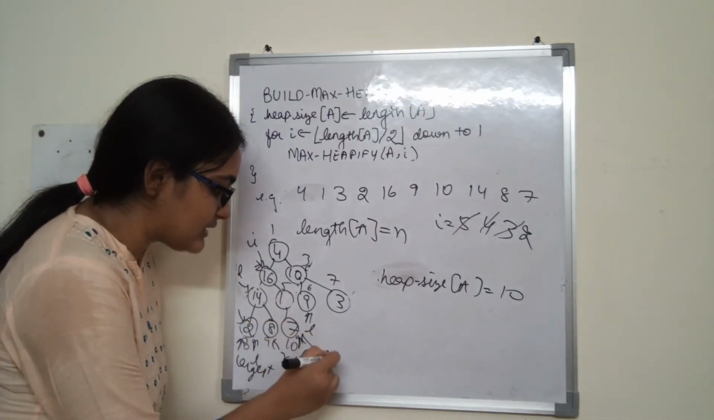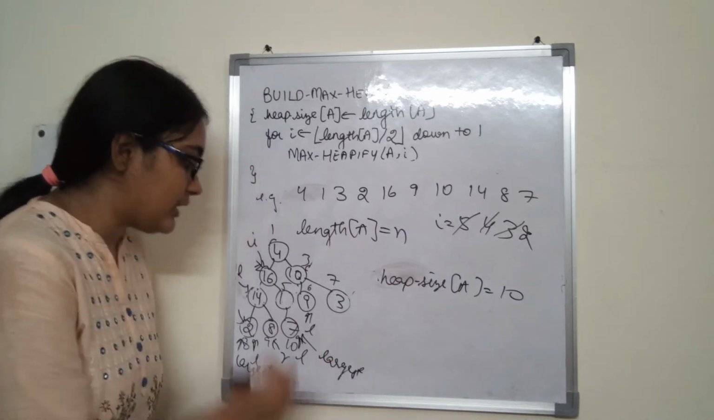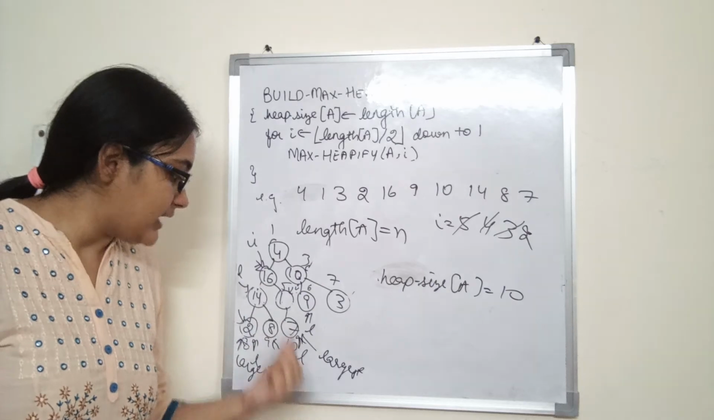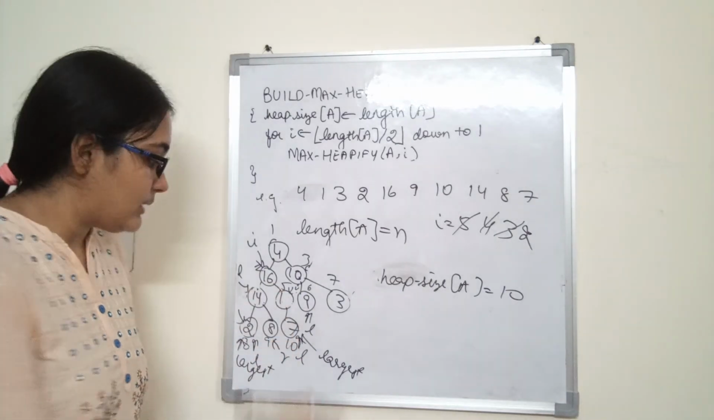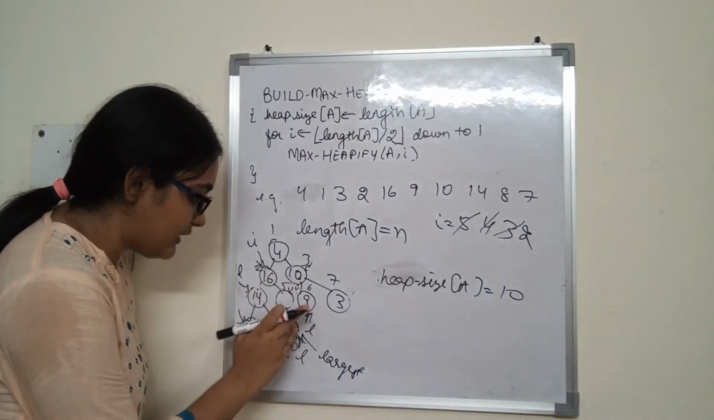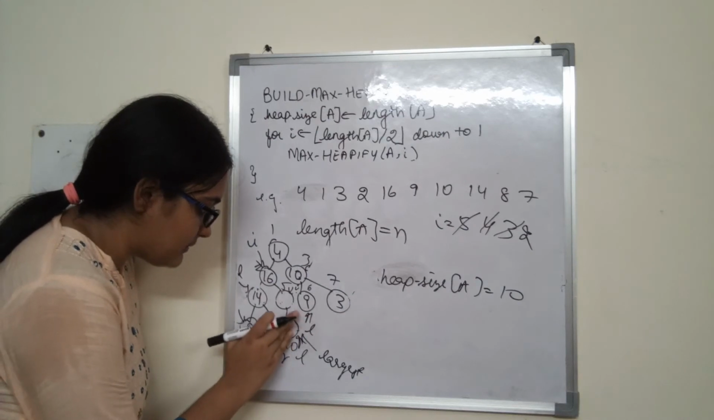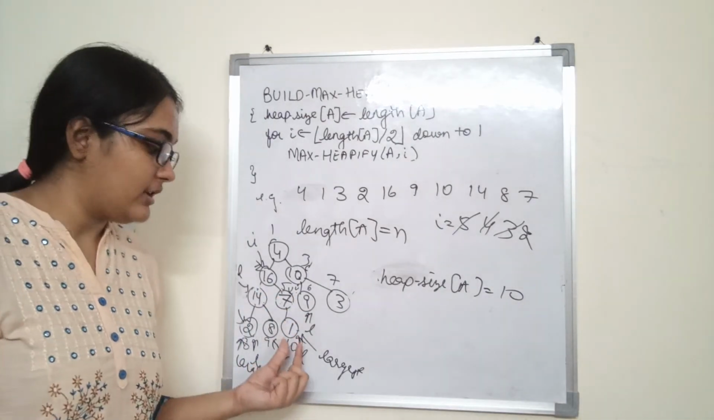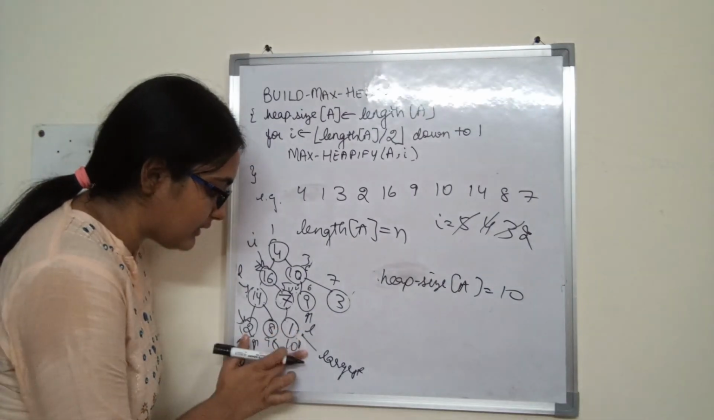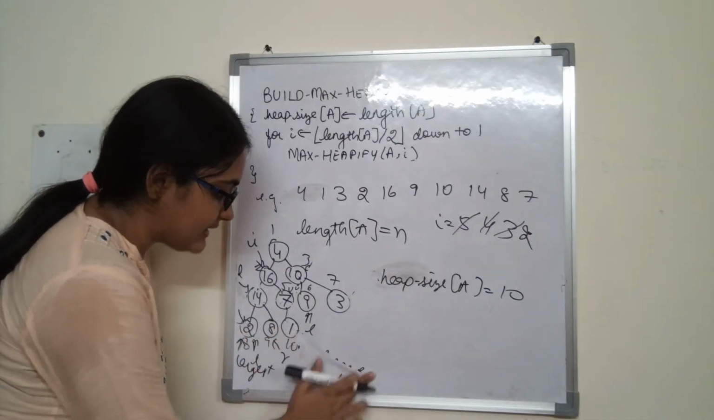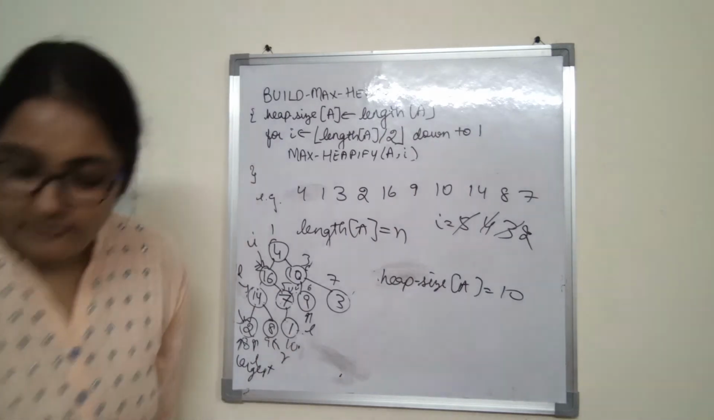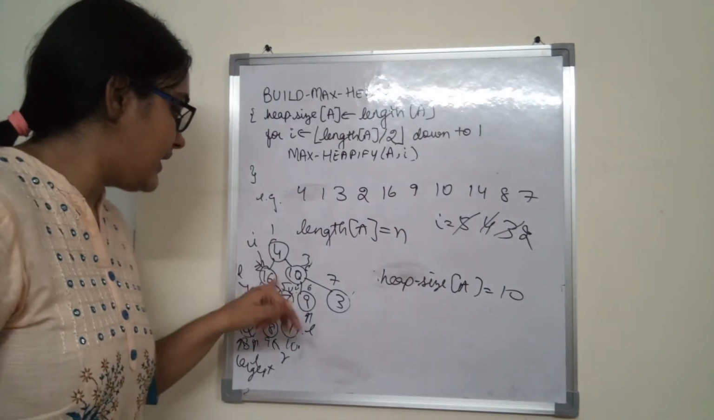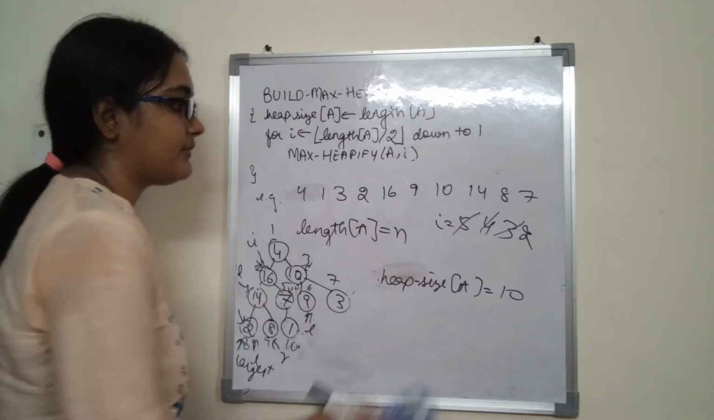So out of these two, which one is the largest? This one is the largest, and largest and I are not equal. What will happen? It will again be exchanged. 7 and 1 will be exchanged. And max heapify will be called on leaf. What happens when max heapify is called on leaf? Nothing happens. It simply returns. Alright. So we are done with I equal to 2.